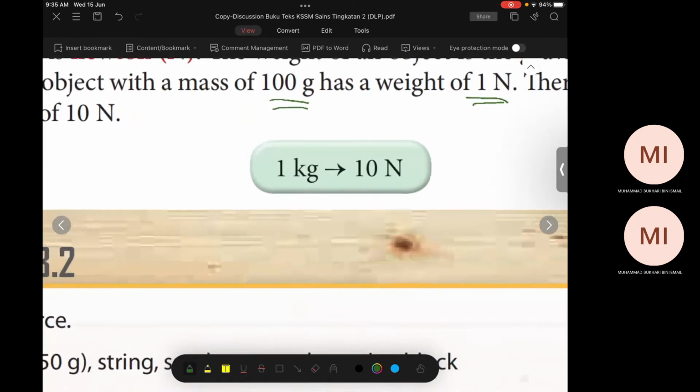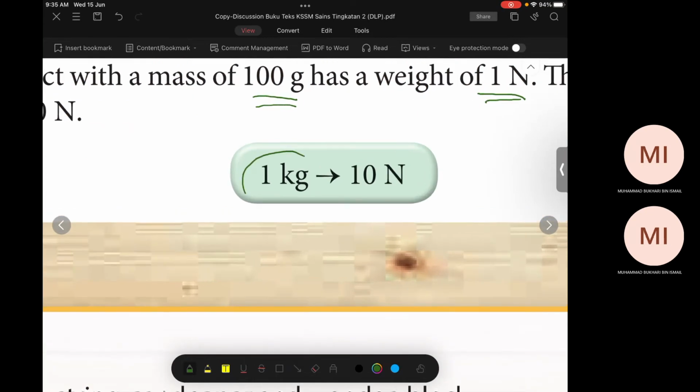Remember, many students confuse this. This is actually mass. This is not weight. Most of the time we say 1 kilogram is weight, right? Actually, this is not weight, it is mass. But 10 Newton here, this is weight. And the actual unit for weight is Newton, not kilogram. Understand or not? Please remember what I'm saying here. One more time, this is mass, not weight.